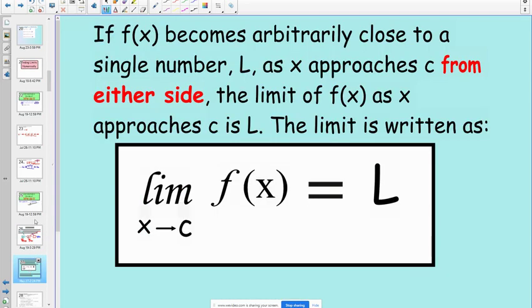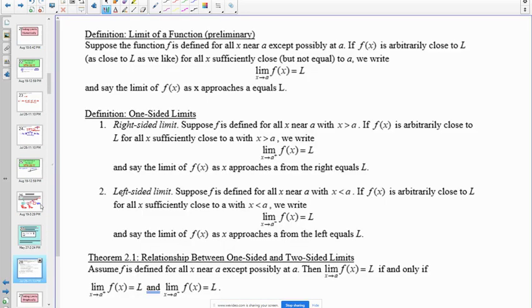So again, this is the verbal definition of limits. You need to make sure you can say this. This notation here, you need to be able to write this notation correctly. As x approaches c from the left and as x approaches c from the right, f of x will approach the same number, L or 4 or 5 or whatever that number is. And that's what it says in your notes.